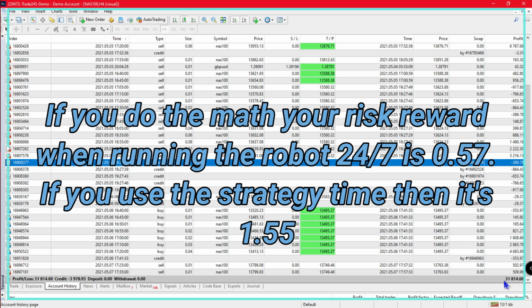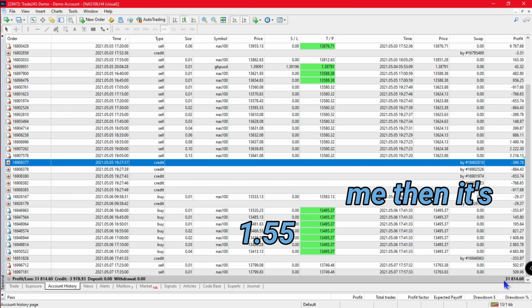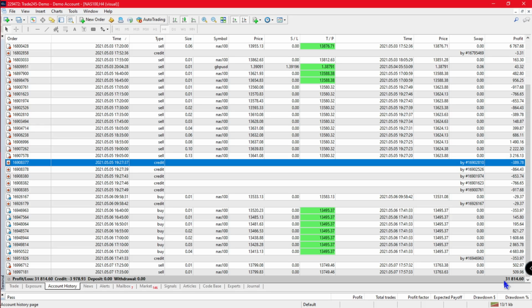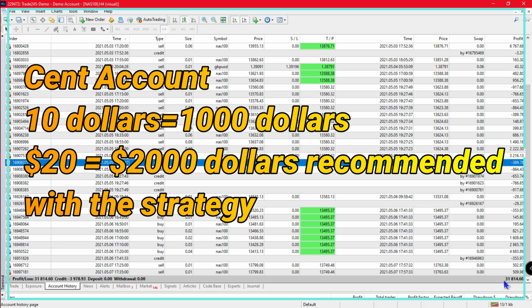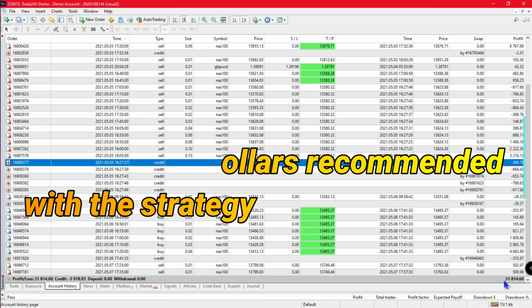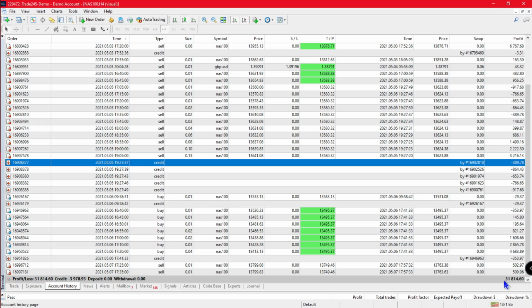This does mean that the robot is able to generate a profit, but the drawdown is still very high in my opinion, and those who do not have 20,000 Rand to lose or $1,416 will need to open a cent account in order to run this robot safely. When using the cent account, $10 turns into $1,000. So theoretically you would need $20 in order to cover the drawdown if you're using the strategy that I have. Otherwise, if you have 100,000 Rand in your account, you're most welcome to just run it.